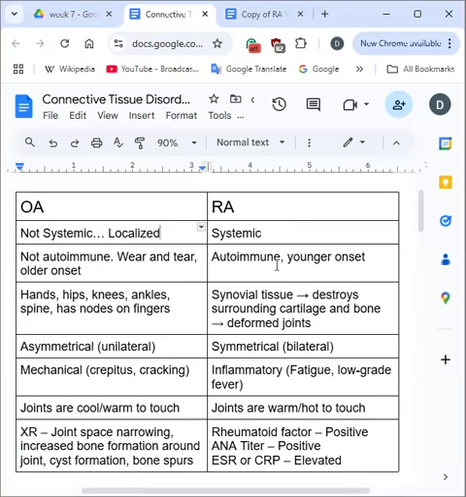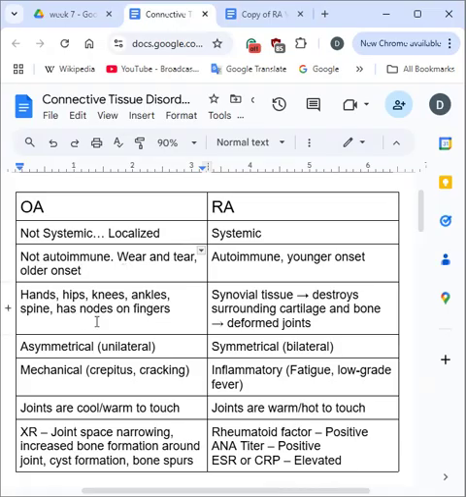RA is an autoimmune condition that starts to become prevalent at a younger age. Younger being relative, so maybe late 20s, early 30s, around that time. While OA, because it's wear and tear, is going to be more common in people as they get older. But because it is wear and tear, it could also happen to people that overuse their joints, or maybe in terms of genetics, just have worse joints or are more predisposed to damaging their joints.